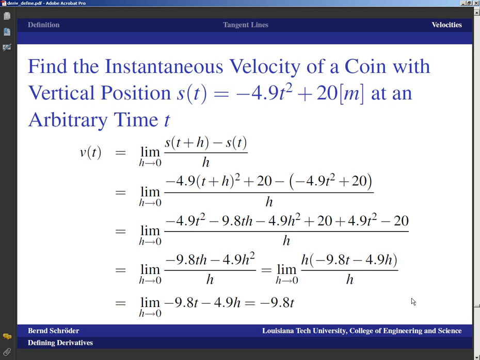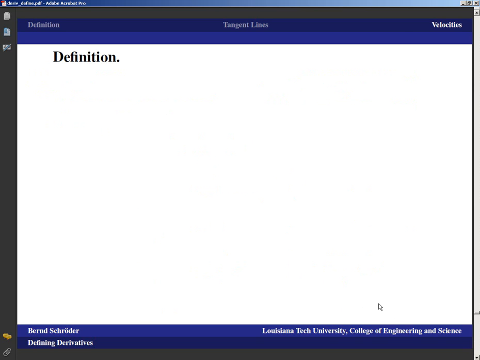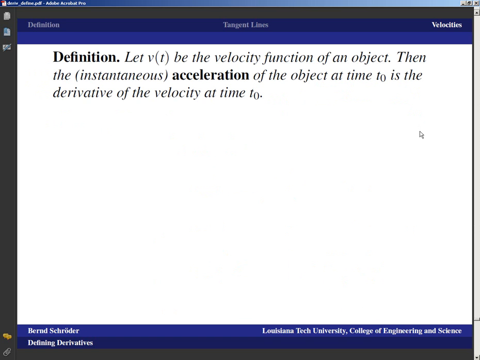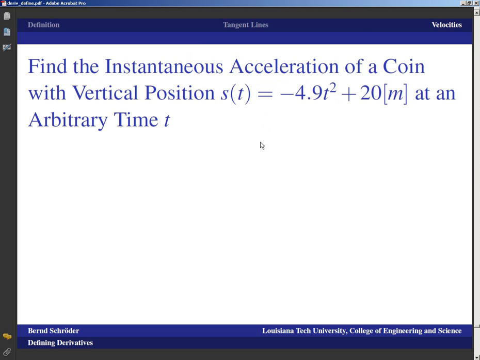Okay, well, that's good. That's the instantaneous velocity at an arbitrary time t, and it's measured in meters per second, of course. And if we have the velocity function of an object, and we do have that in the preceding example, then we can define the instantaneous acceleration of the object, and that is the derivative of the velocity at time t0. Symbolically, the acceleration is the derivative of the velocity with respect to time. And that means we can also, for this coin example, which I think is what we're closing out with in this presentation, find the instantaneous acceleration, not just the velocity.